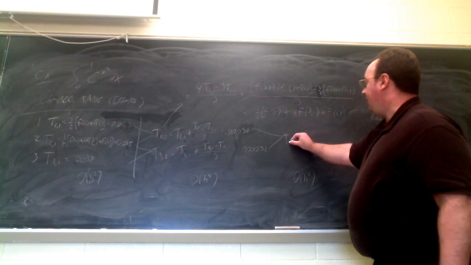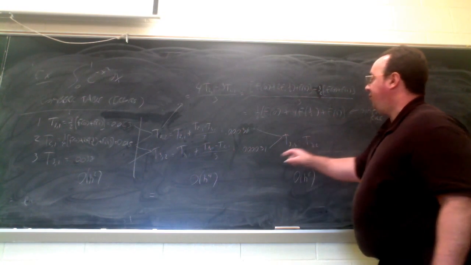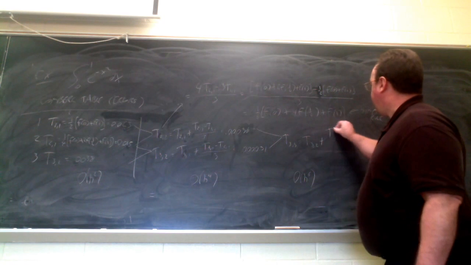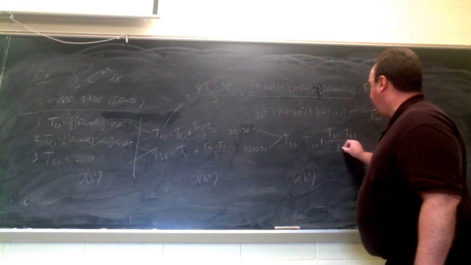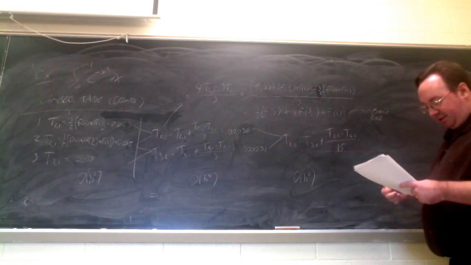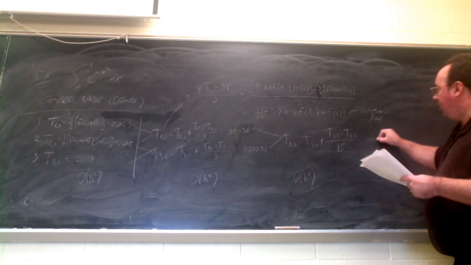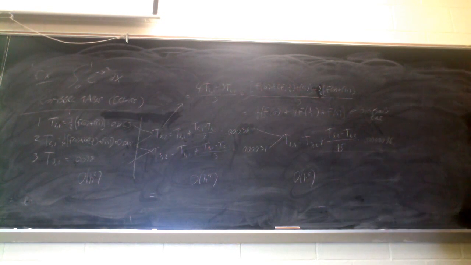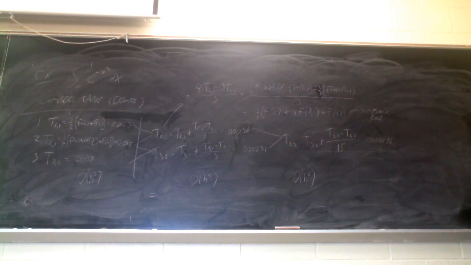So that would be T33, which is T32, extrapolating from these, plus T32 minus T22 all over 15, because you're working with fourth order approximations. And the error in this case is 0.000096, so notably more accurate than before. Okay. So there you have it. That's how Romberg integration works.